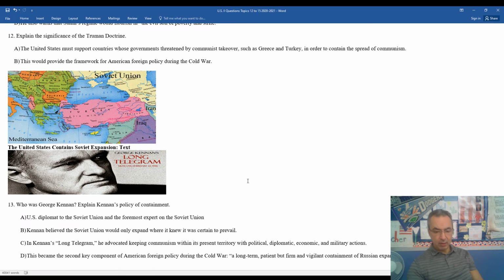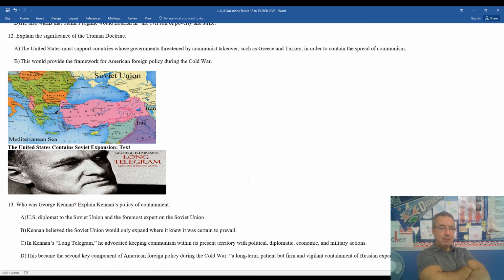In Kennan's long telegram, he put forth an idea. He advocated keeping communism within its present territory with political, diplomatic, and economic, as well as military actions if necessary as a last resort. This became the second key component of American foreign policy during the Cold War: a long-term, patient but firm and vigilant containment of the Russian expansive tendencies. That's a direct quote from Kennan.